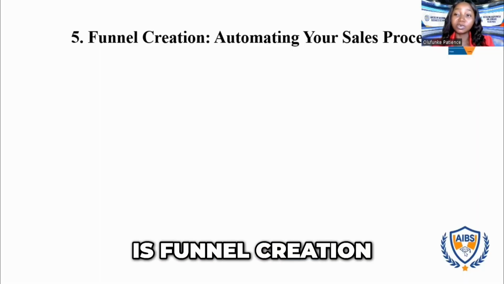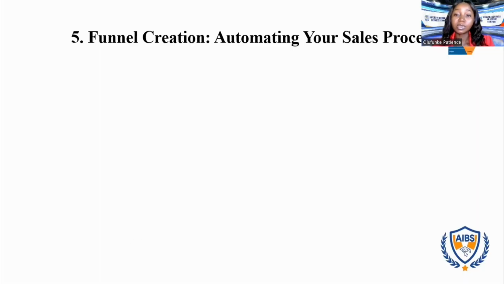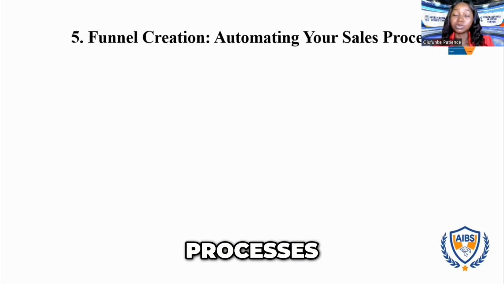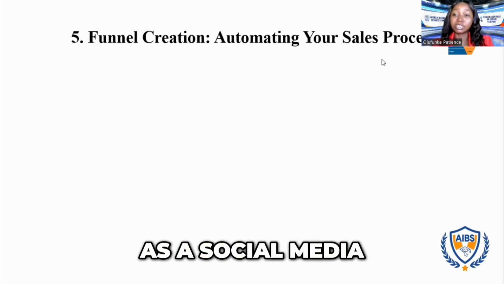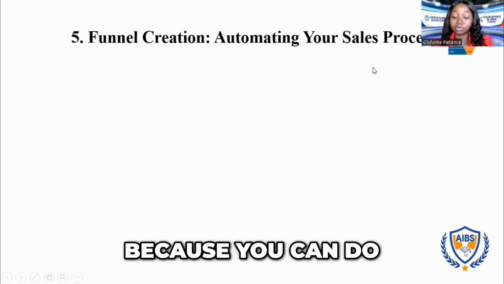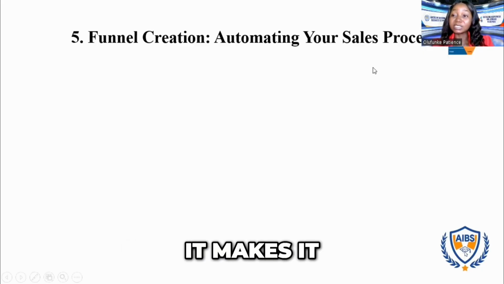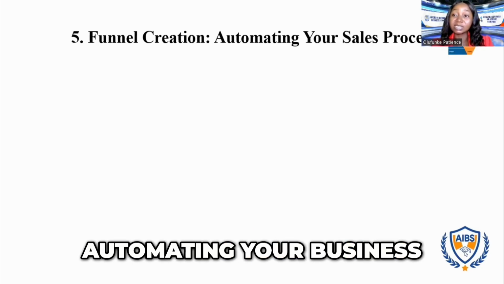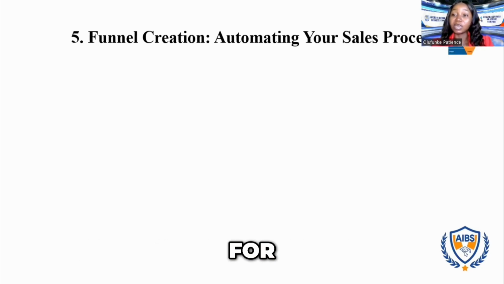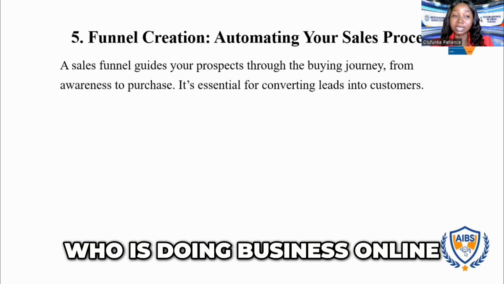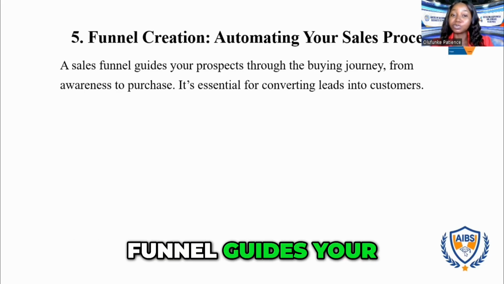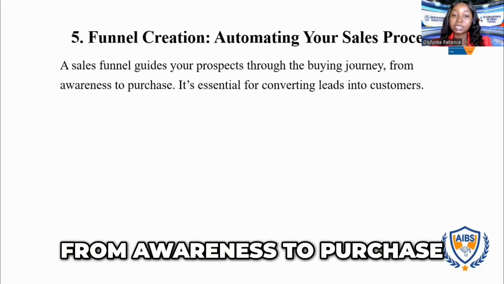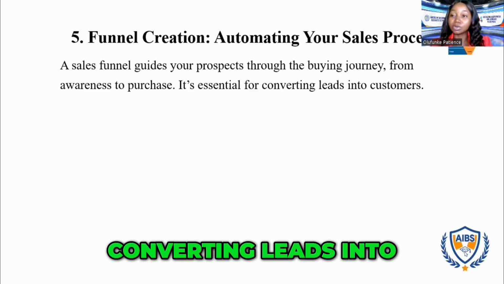The next step is funnel creation: automating your sales processes. To automate your sales processes as a social mediapreneur makes it easier for you to earn automatically and set up your business. Automating your business is the ultimate for anybody who is doing business online. A sales funnel guides your prospect through the buying journey from awareness to purchase. It's essential for converting leads into customers.